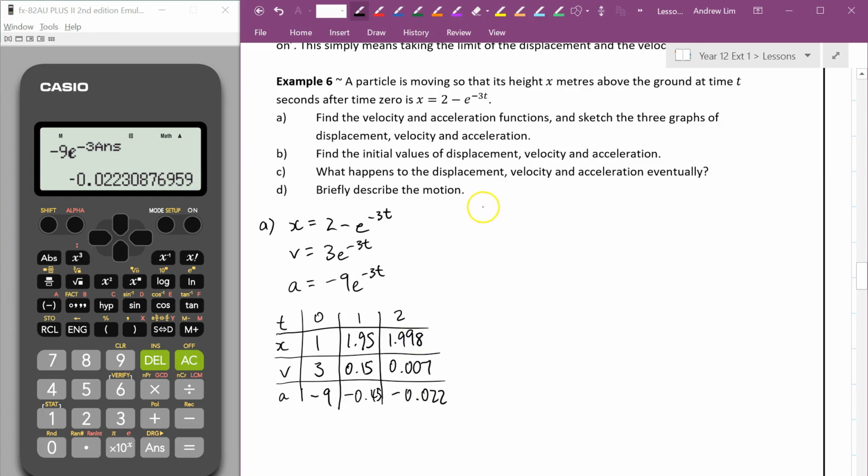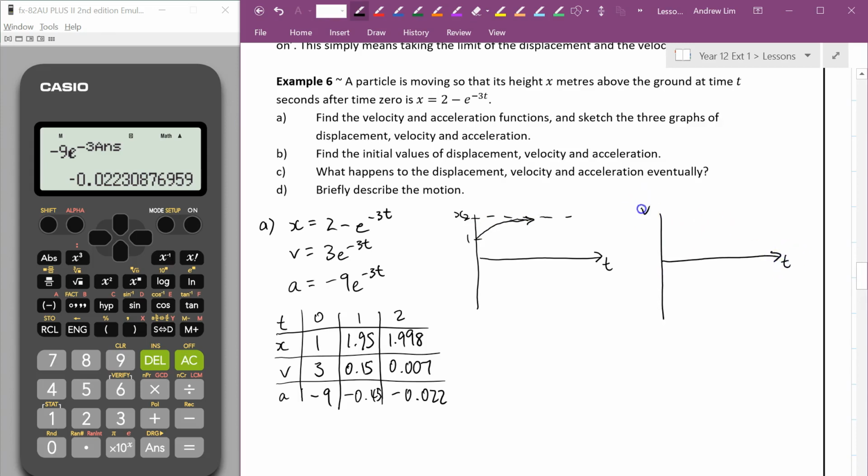Alright, so we'll do the displacement graph, t against x. When t is 0, we've got 1. And we can see here that it's approaching 2. So I'm just going to put 2 here. And we know it's going to approach 2. I might see if I can make it a little bit more exaggerated. Okay, approaching 2. So that's my displacement graph.